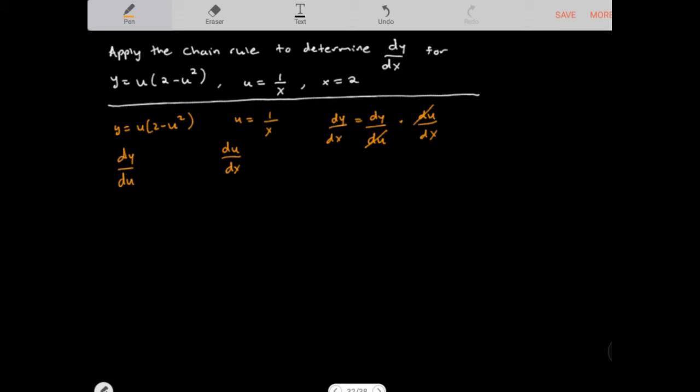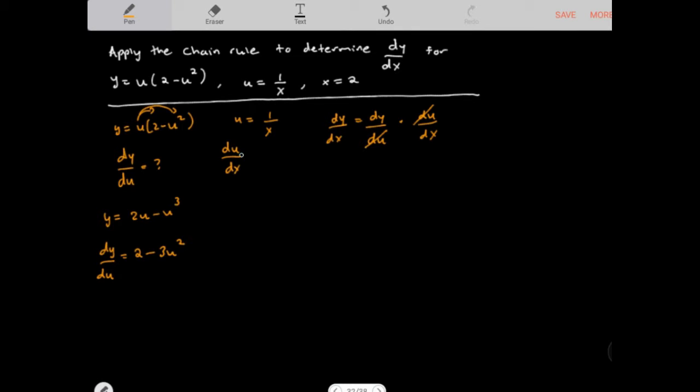Let's first find the derivative of y with respect to u. Okay, so if we want to find the derivative of y with respect to u, to make my life easier, I could use product rule at this point, but I'm just going to expand this guy out and just use power rule. So you get 2u minus u cubed. So dy with respect to du is equal to 2 minus 3u squared. Okay? Now, so that's dy with respect to du.